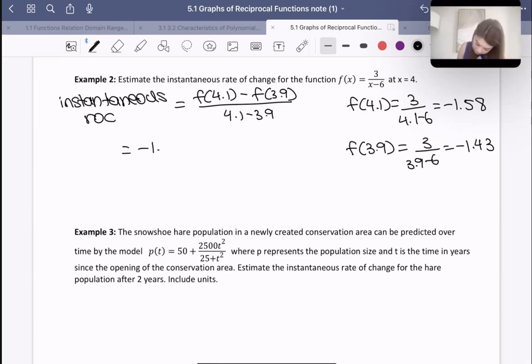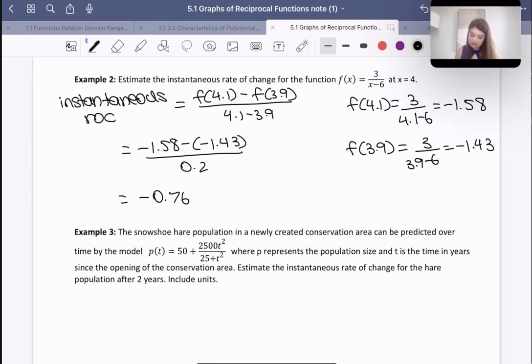So -1.58 minus -1.43 over 0.2, well, that's going to be, let's see, that minus 1.58 divided by 0.2 is going to give us about -0.76 approximately. So our instantaneous rate of change is about -0.76. Okay, let's do example 3 next.